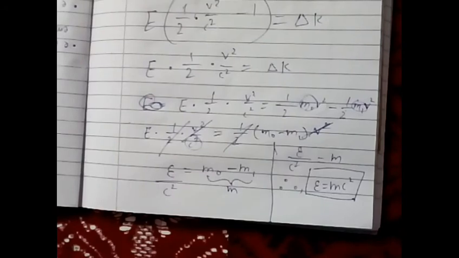And this is the world's most famous equation, which describes the relationship between mass and energy. That means mass and energy are both equivalent, and we can use them interchangeably.